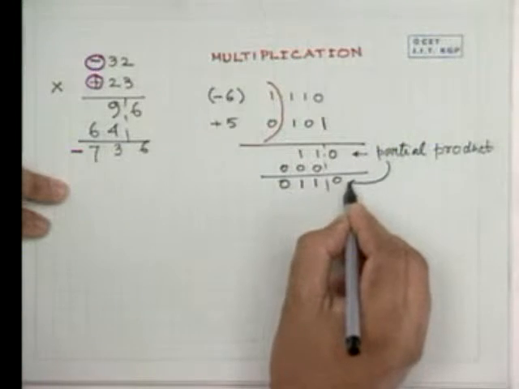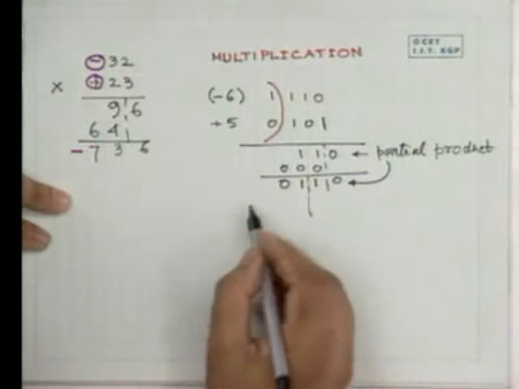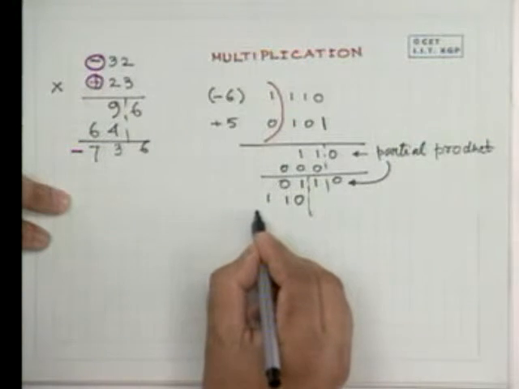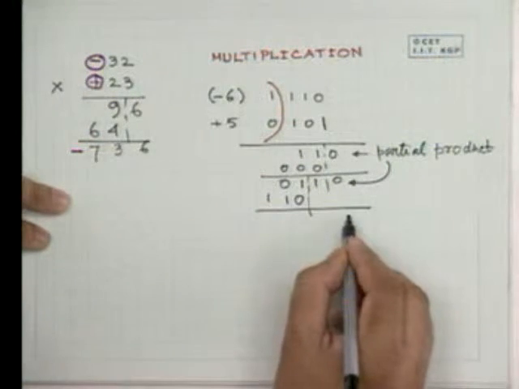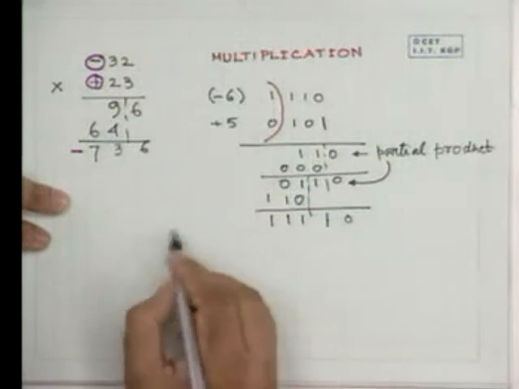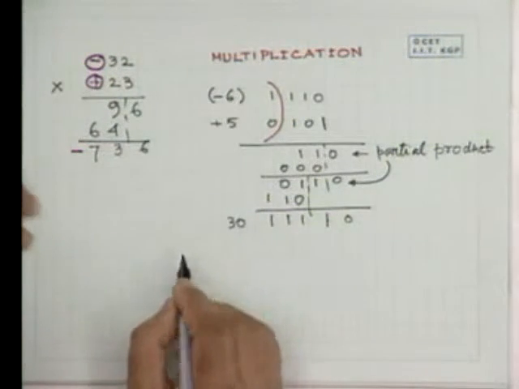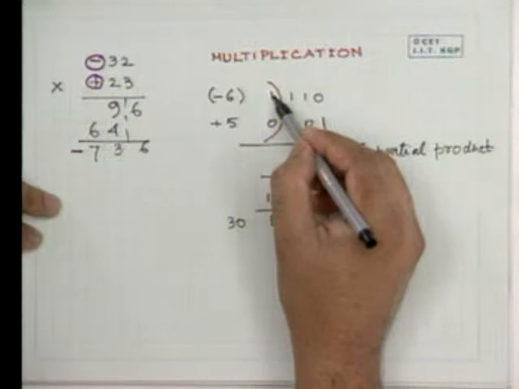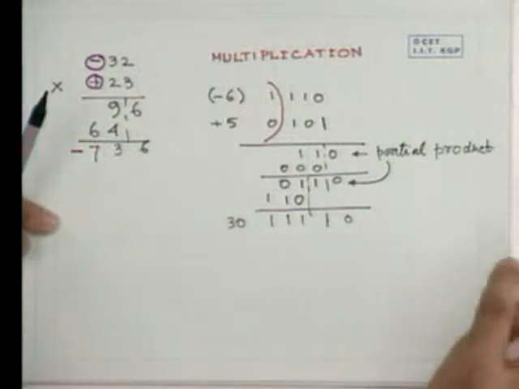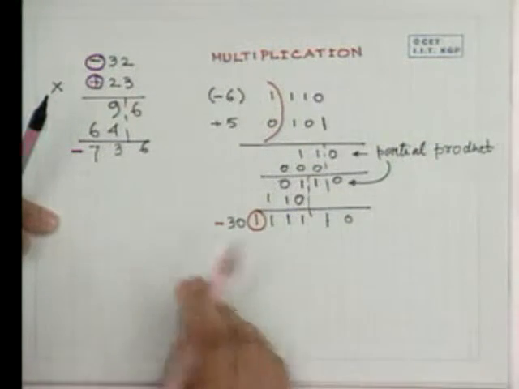This is the next partial product. We give a right shift to the entire thing, and this is 1. Therefore, we have 1, 1, 0. Therefore, if we add them, we get 0, 1, 1, 1, 1, which is 30 in the unsigned form. Now we can decide about the sign. Since one is a positive number and the other is a negative number, the sign should be negative, and therefore we can put a sign bit over here to say that this is a negative number.